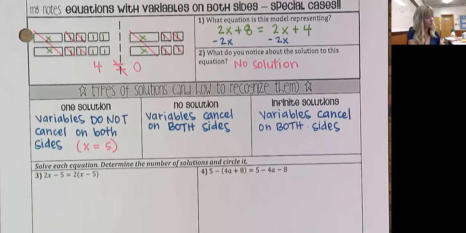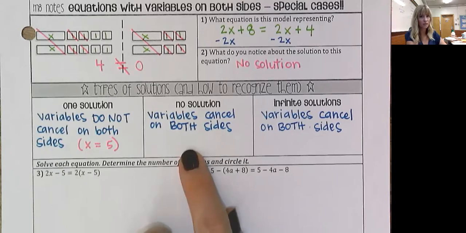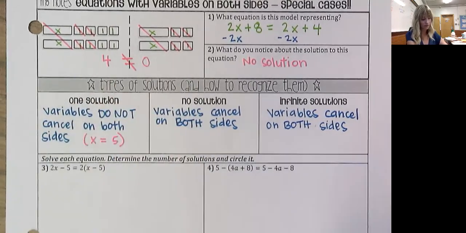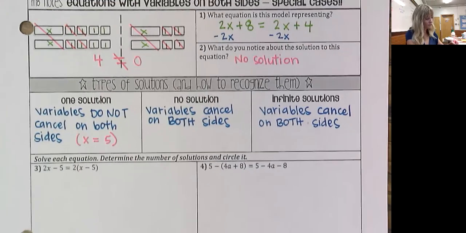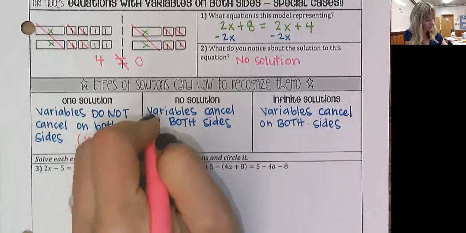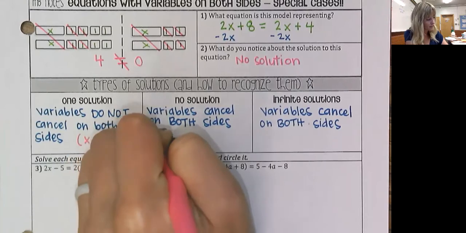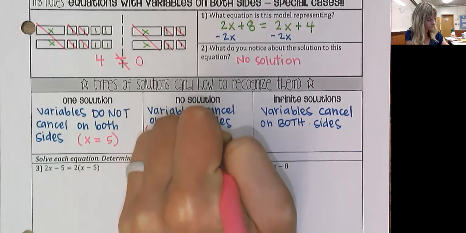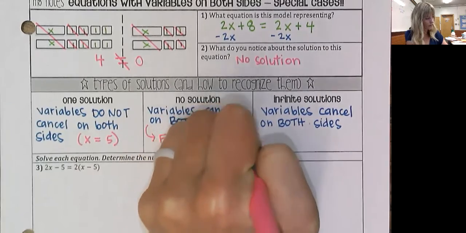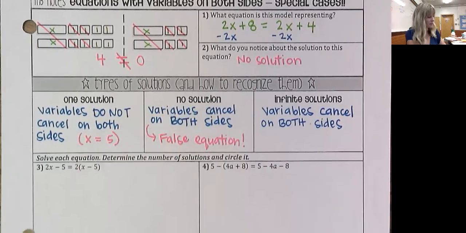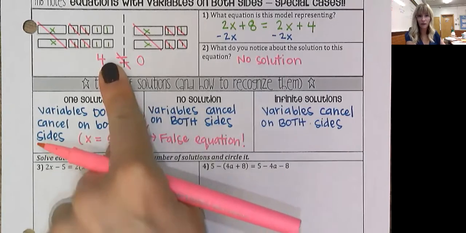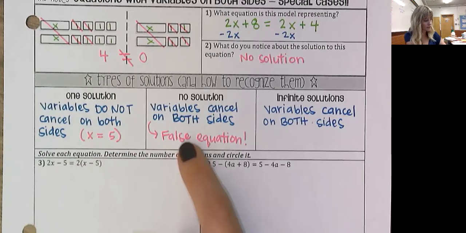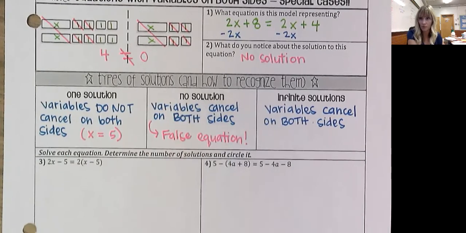Okay, so you will know you have no solution if the variables cancel and you end up with a false equation. So if the variables cancel on both sides and you're left with something that's false, like 4 equals 0, no, it doesn't. If you're left with a false equation, then you know you have no solution.